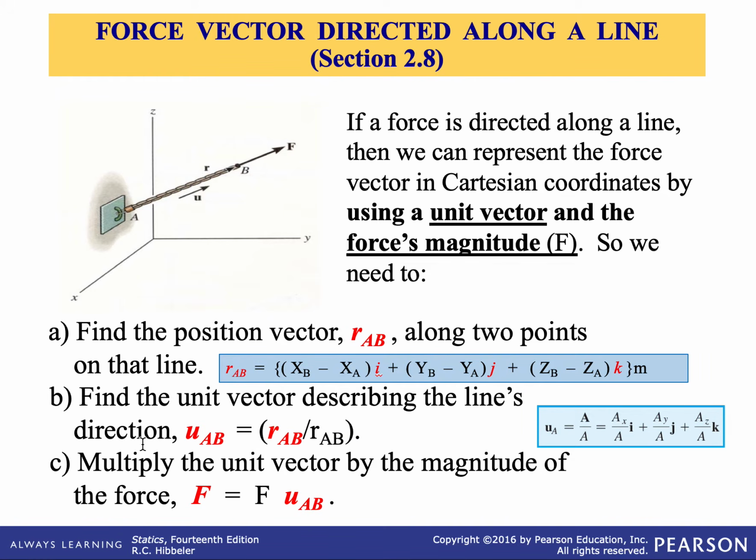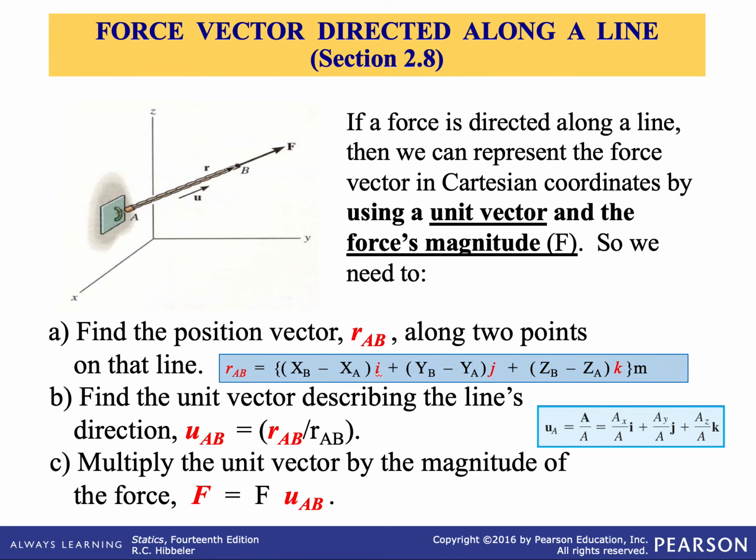Once you have your position vector, RAB, you need to find the unit vector of this position vector. If you remember from the previous lecture, for the unit vector, we find the magnitude of the position vector RAB, and you divide the vector itself by its magnitude, and then you have the UAB. After you have the unit vector, then you multiply the magnitude of the force by the unit vector, and this is how you correctly represent a force that is acting along a line or a position vector. I hope that clarified the picture.